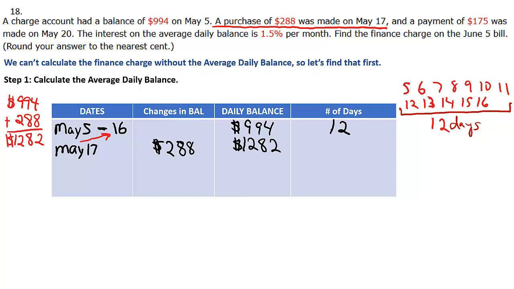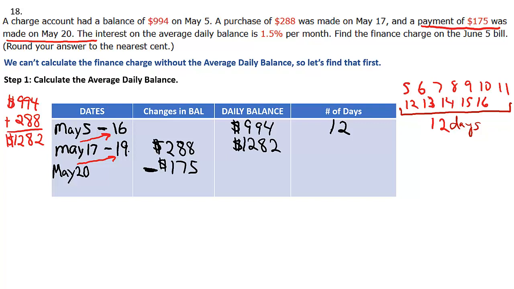Now you keep reading through the problem and find the next date mentioned. The next date mentioned was May the 20th, and on May the 20th, a payment of $175 was made. You can also look and see that if the payment was made on May the 20th, that means the other date went through the 19th.